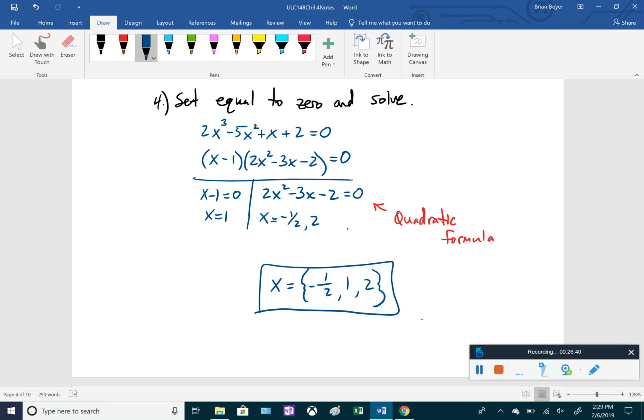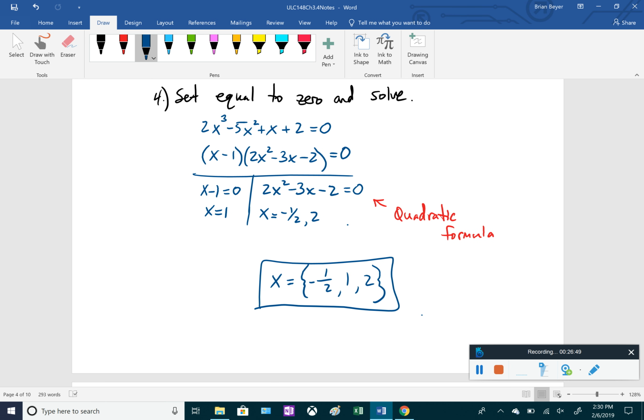We were trying to find those x-intercepts. So I factored it as x minus 1 times 2x squared minus 3x minus 2 using those coefficients. And to solve that quadratic, we needed the quadratic formula, and I ended up getting negative 1/2 and 2. So the solutions to that polynomial set equal to 0, the x-intercepts, are negative 1/2, 1, and 2.